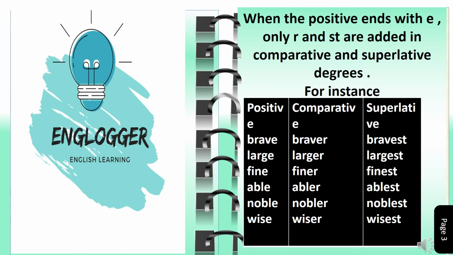Here we have rule 1. When the positive degree ends with e, then r and est are added in comparative and superlative degrees. For instance, in positive we have brave, then in comparative it becomes braver, and in superlative we add st: bravest. Large, larger, largest, fine, finer, finest, able, abler, ablest, noble, nobler, noblest, wise, wiser, wisest. These are the examples when the positive degree ends with e.